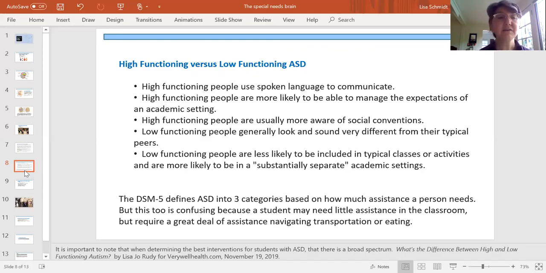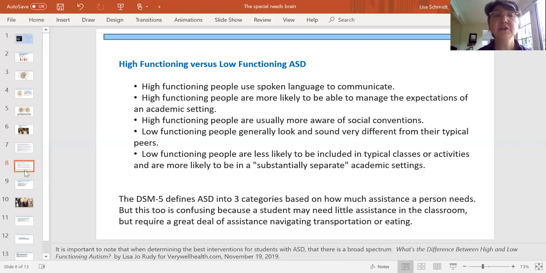I prefer that to the DSM-5 definition of the differences of high and low, because they're basically defining it on how much assistance a person needs. But we've found that a student can be very high functioning in class, but very low functioning in navigating transportation, or even eating, or being able to function in a kitchen. And so how much assistance a person needs varies from situation to situation. So I like this definition better.